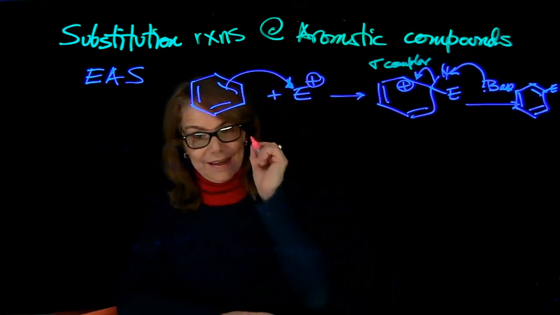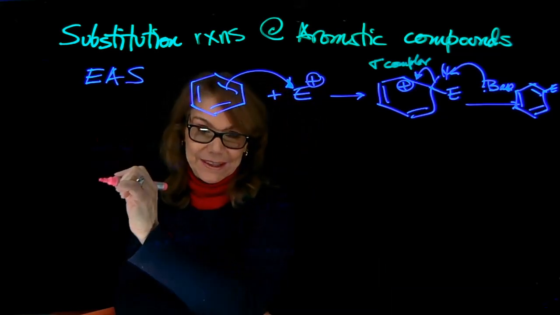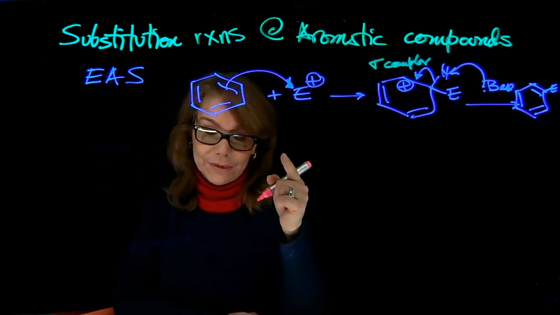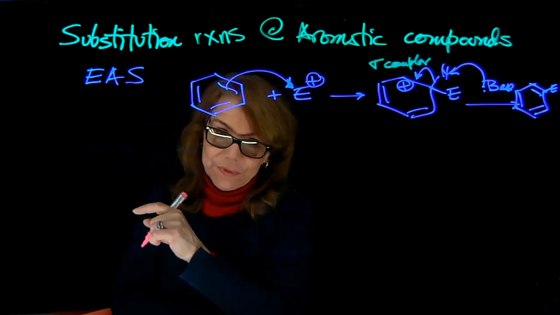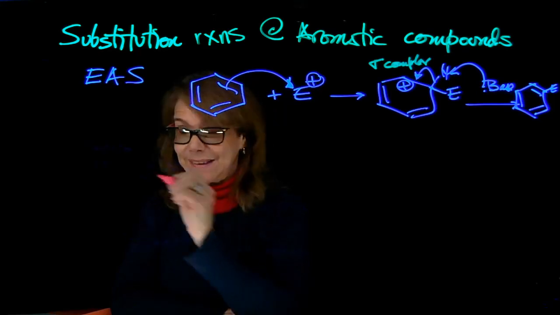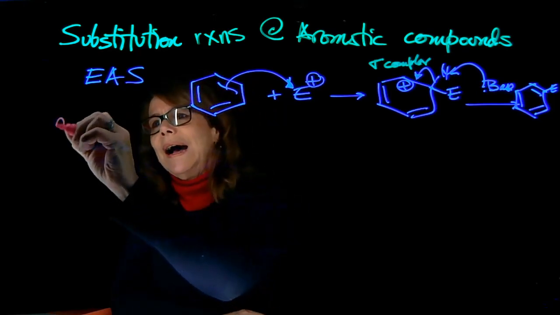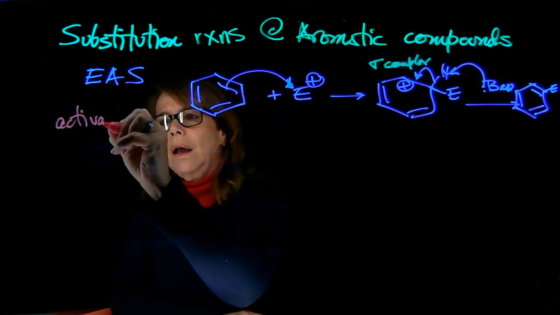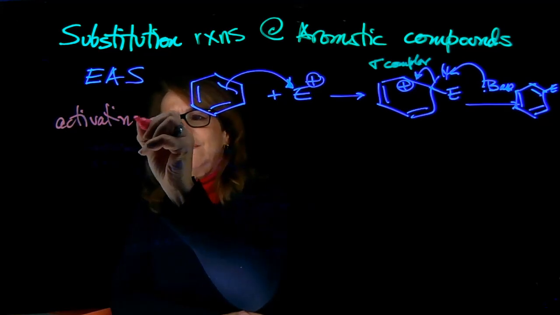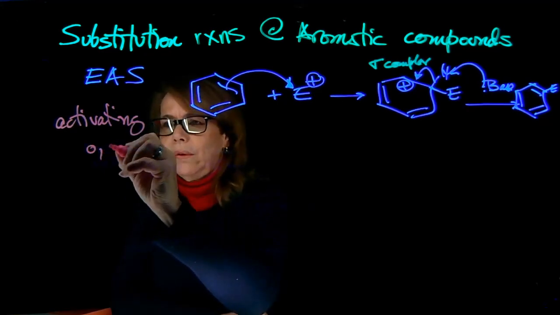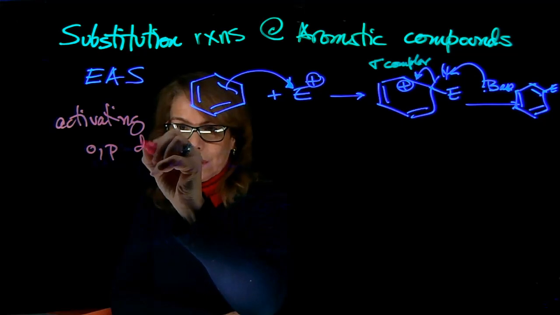Summarizing the electronic effects of the activating groups, the ones that react faster than benzene in electrophilic aromatic substitution, we said that all of these activating groups in this reaction are ortho-para directing as well.